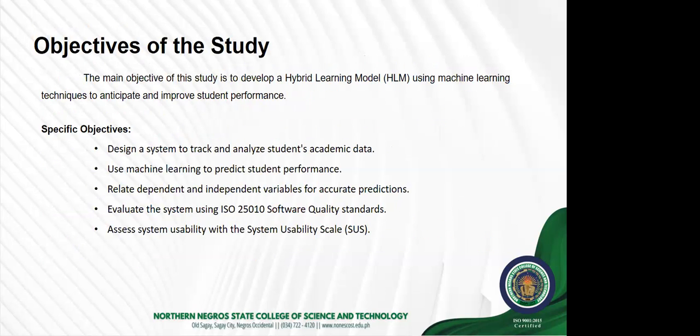So my objective of the study, the main objective of this study, is to develop a hybrid learning model or HLM using machine learning techniques to anticipate and improve student performance. We have here specific objectives: design a system to track and analyze students' academic data, use machine learning to predict student performance, relate dependent and independent variables for accurate predictions, evaluate the system using ISO 25010 software quality standards, and assess system usability with the System Usability Scale or SUS.